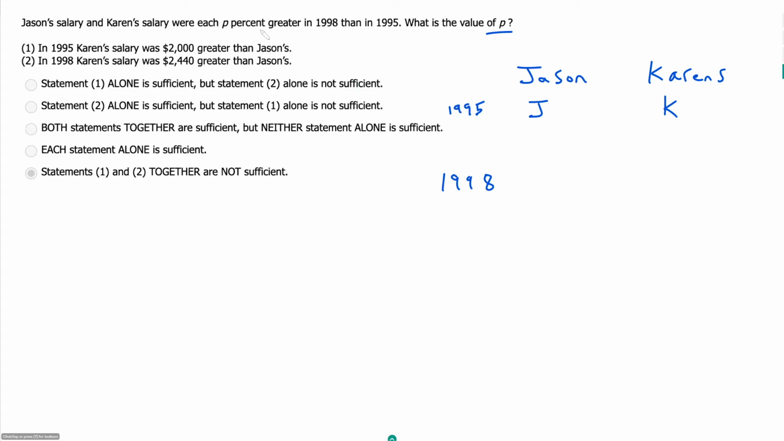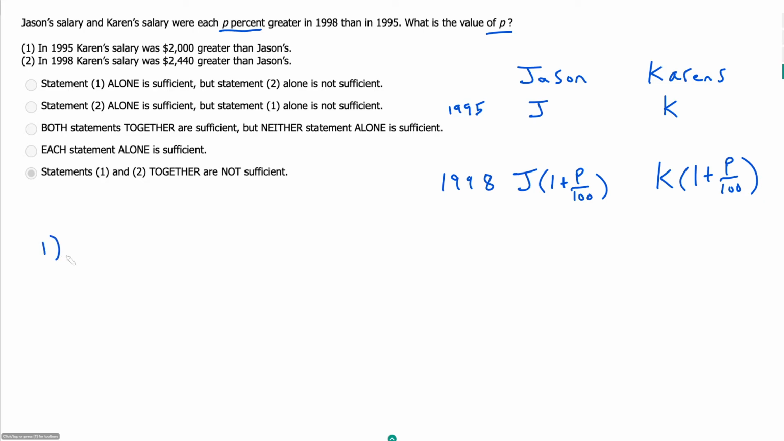So we have a P% increase. And this is where knowing how to translate percent increases comes in handy, because that means in 1998, Jason had a salary of J times 1 plus P over 100, and Karen had a salary of K times 1 plus P over 100. And so based on these expressions, we want to be able to make equations now where we can solve for P. Let's see if we can do that from our statements.